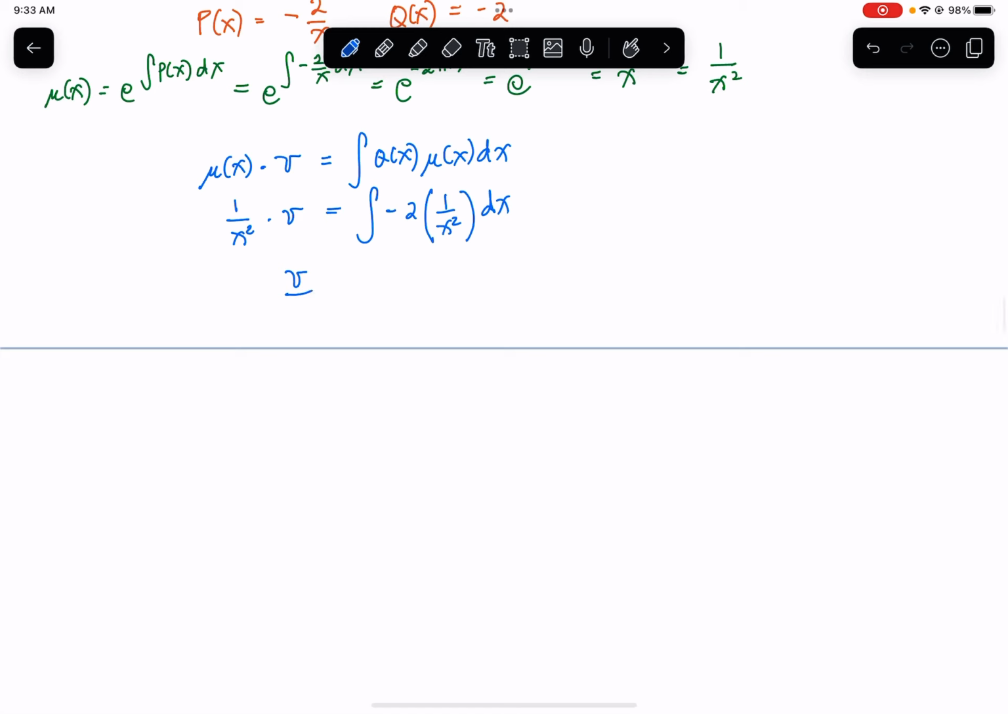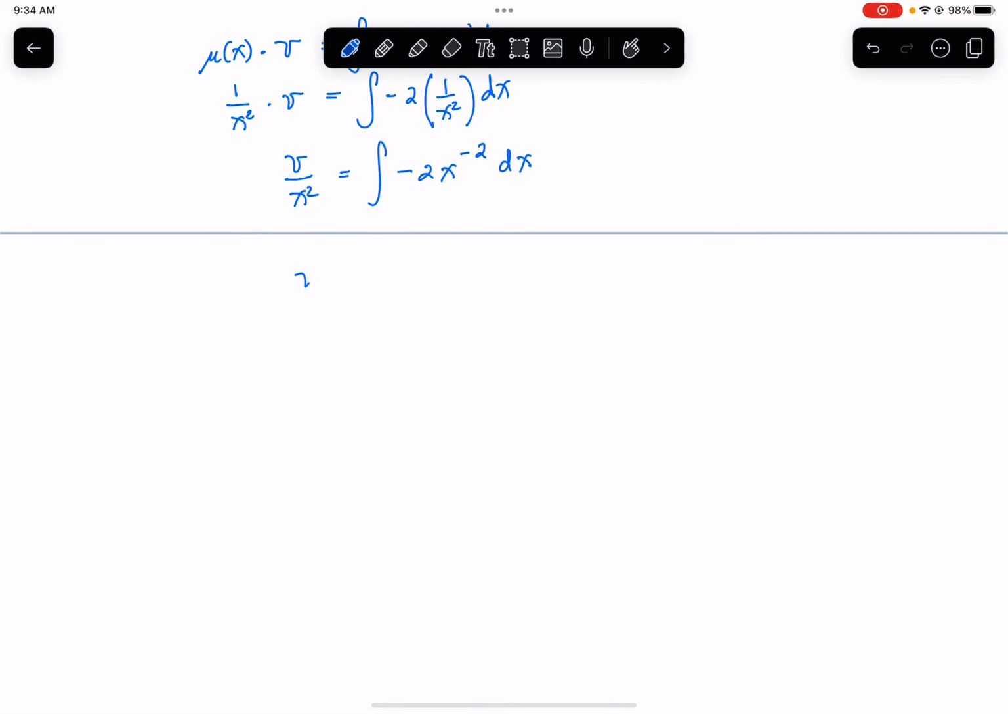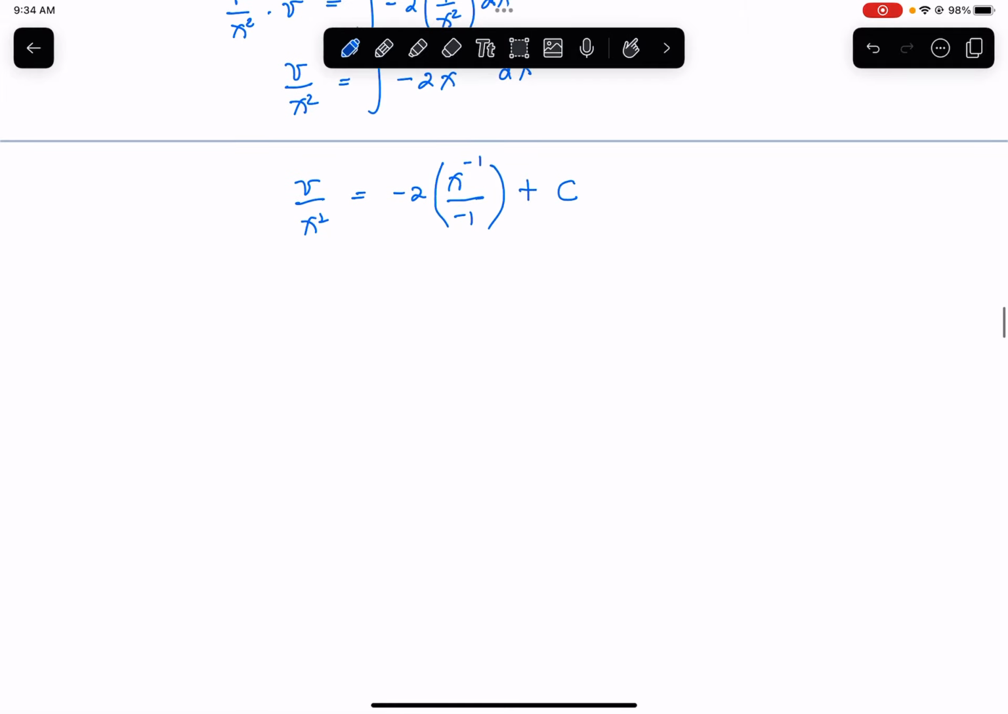Then this would become v over x squared is equal to, so to better integrate this one, we move up the x squared, so negative 2, x raised to negative 2 dx. So to use the power rule, v over x squared then will be equal to negative 2 multiplied with x raised to negative 2 plus 1, which is negative 1 over negative 1. Then plus c. So simplifying this further, v over x squared will be negative 2 divided by negative 1, that would be negative 2 or positive 2.